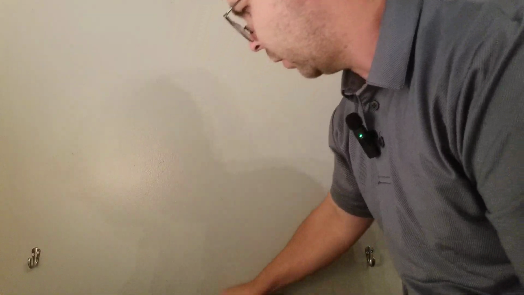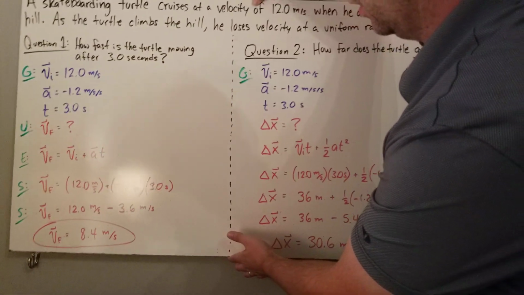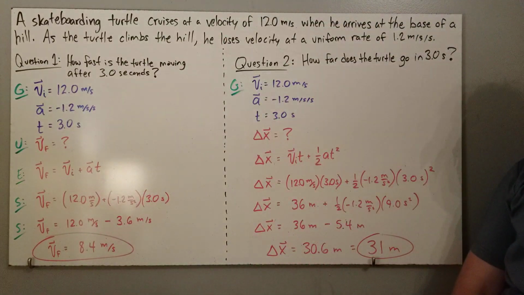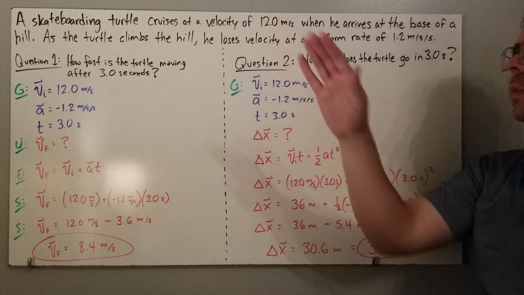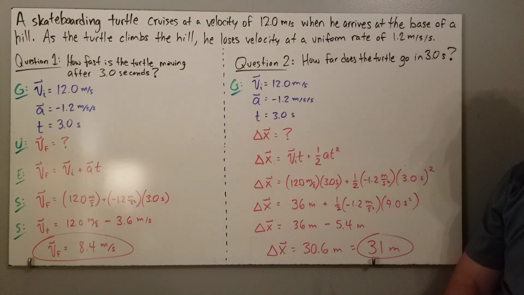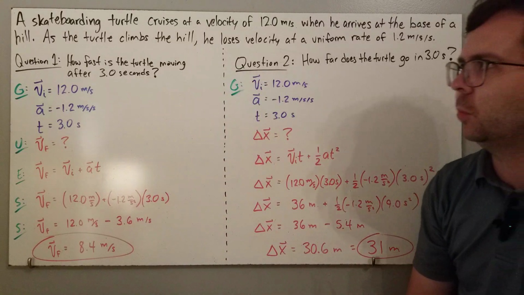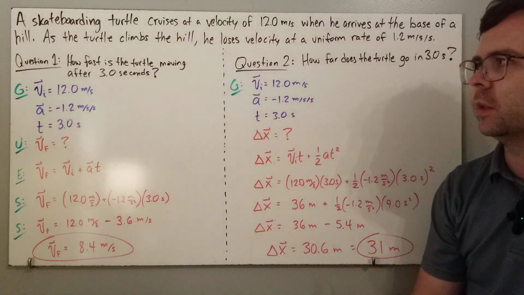A skateboarding turtle cruises at a velocity of 12 meters per second when he arrives at the base of a hill. As the turtle starts climbing the hill, he loses velocity at a uniform rate of 1.2 meters per second per second. Question 1, how fast is the turtle moving after 3.0 seconds?